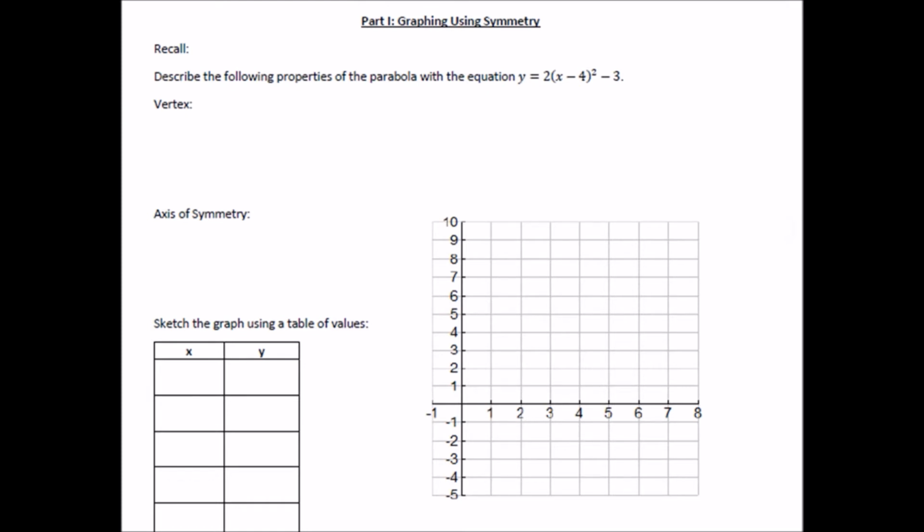Section 4.4 touches on the vertex form of the parabola, and we're going to do part 1, which is graphing using symmetry. So let's recall. Describe the following properties of the parabola with this equation right here.